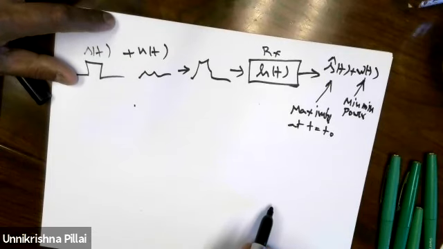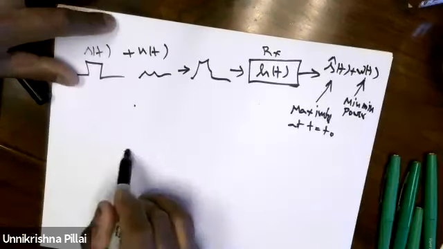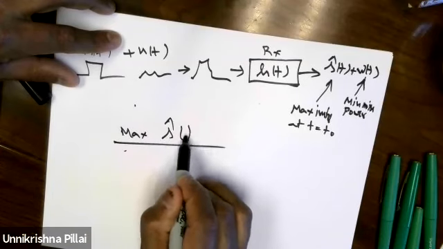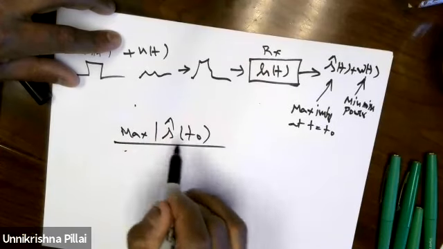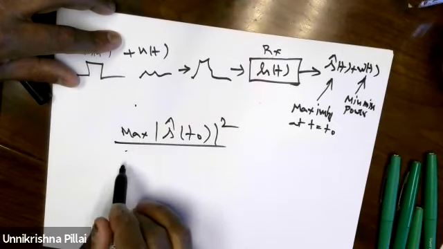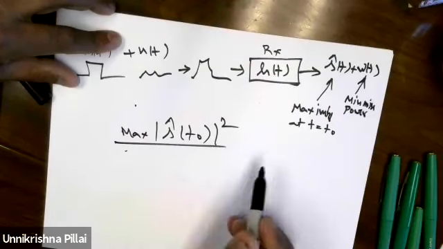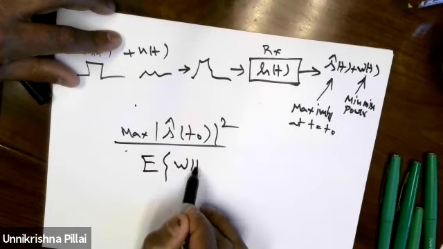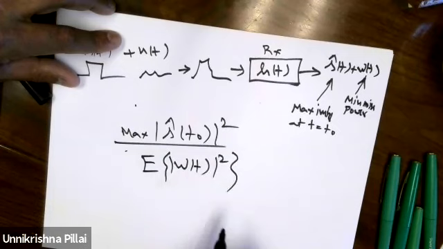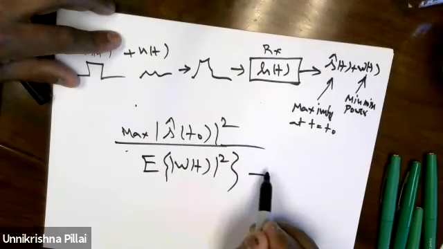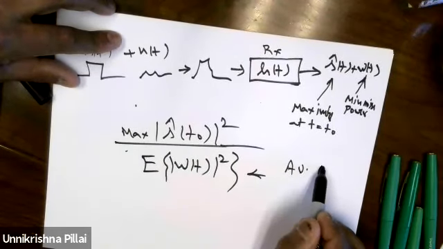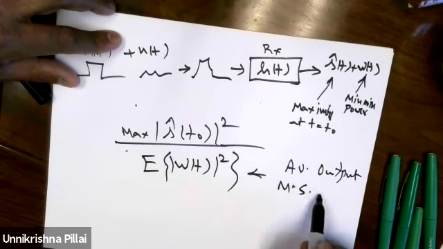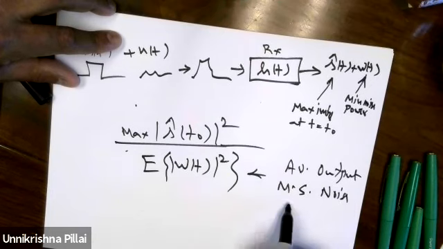So you want to do this at the same time. We could say I want to maximize S hat of t0 squared, and if you want to minimize the noise, put the noise in the denominator. So we will put it like this. And I went through the rationale before, because this is the average output mean square noise power, right?